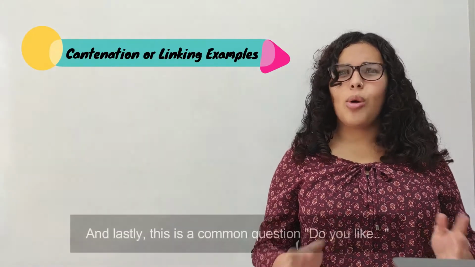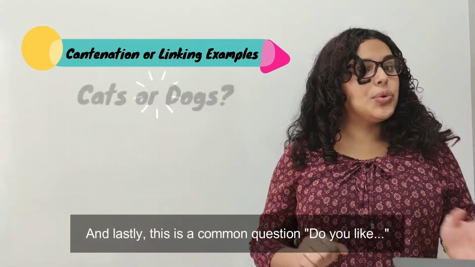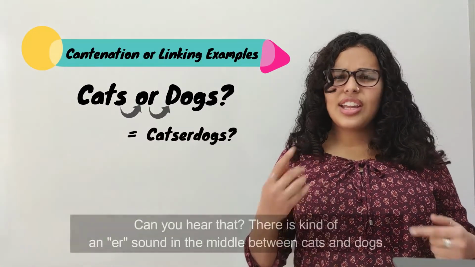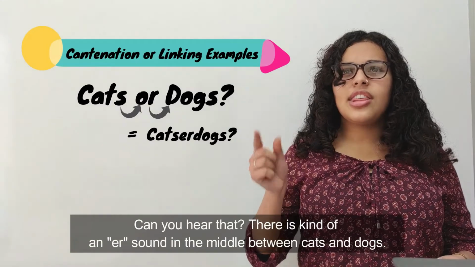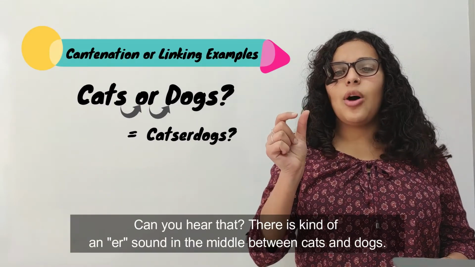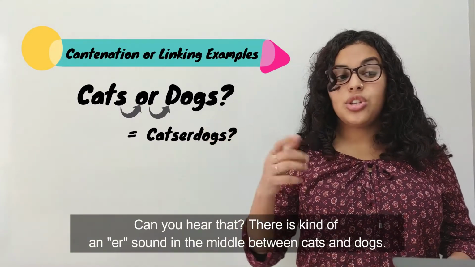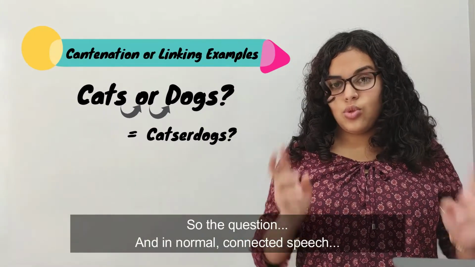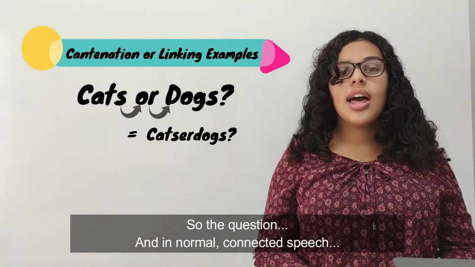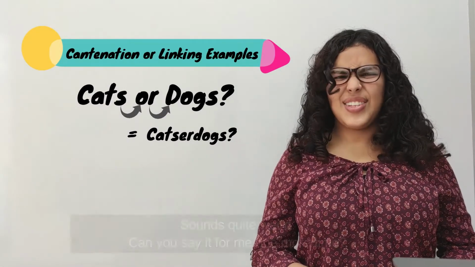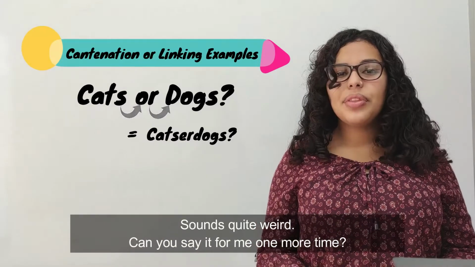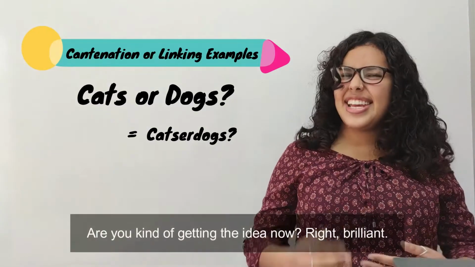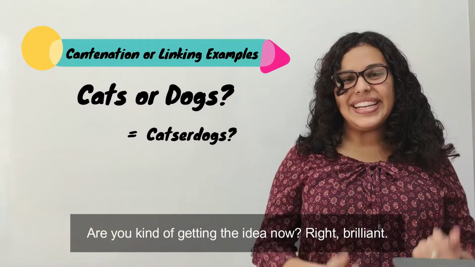And lastly, this is a common question. Do you like cats or dogs? So you could say, cats or dogs? Can you hear that? There's kind of a sound in the middle between cats and dogs. So the question, cats or dogs? In normal speech, in connected speech, cats or dogs? Sounds quite weird. Can you say it for me one more time? Cats or dogs? So, are you kind of getting the idea now? Right. Brilliant.